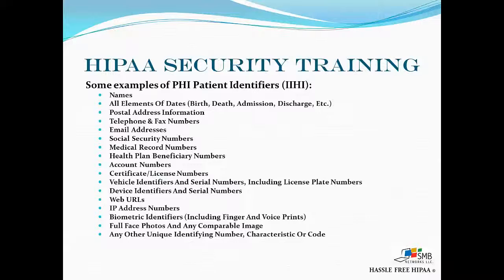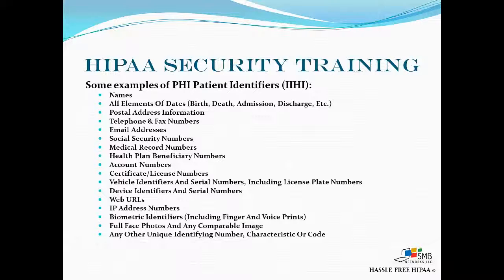Let me give you some examples of PHI. What would be considered as PHI pursuant to HIPAA? Individuals' names. All elements of dates, such as a birth date, a death date, admission date, discharge date, etc. Postal address information. Telephone and fax numbers. Email addresses. Social security numbers, medical record numbers, health plan beneficiary numbers, account numbers, certificate and license numbers.